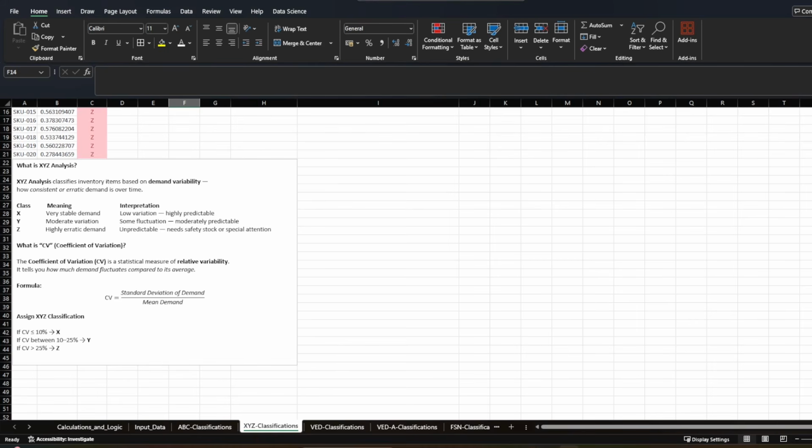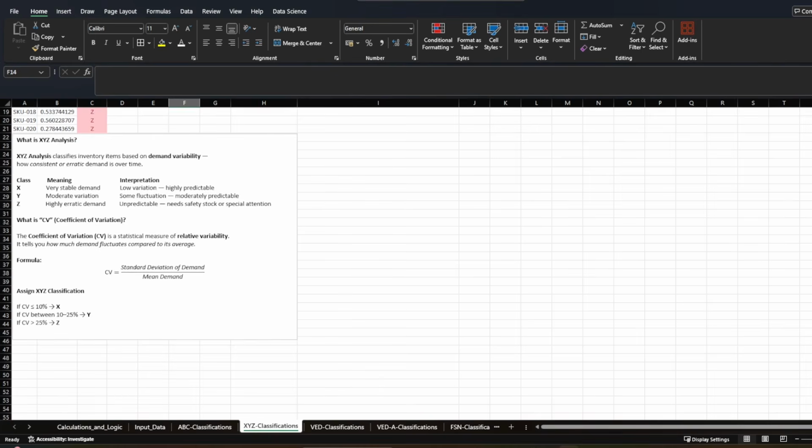But in case of Z, these are the items which have highly erratic demand. You don't know when it is going to come and in how much quantity it is going to come. Correct? So that is why it is unpredictable demand and it needs safety stock if you want to avoid stock out. So for that, as I was telling earlier, you need to create another data point, which is the coefficient of variation or CV.